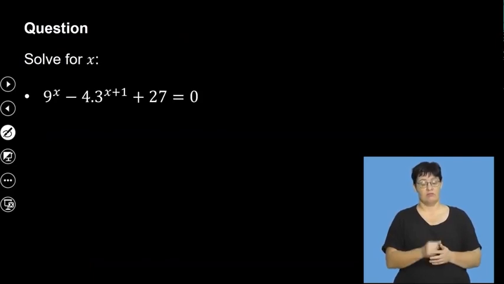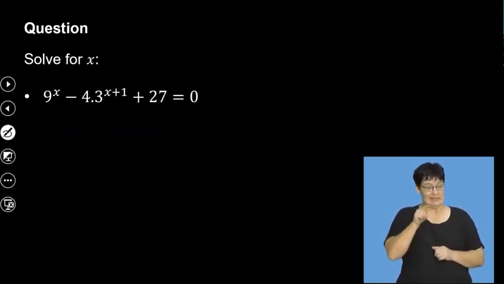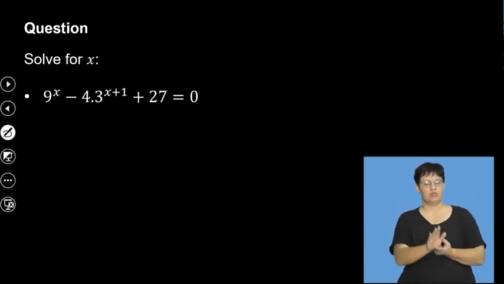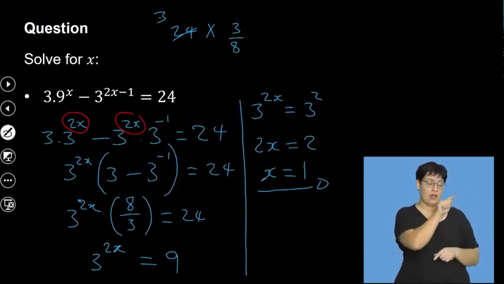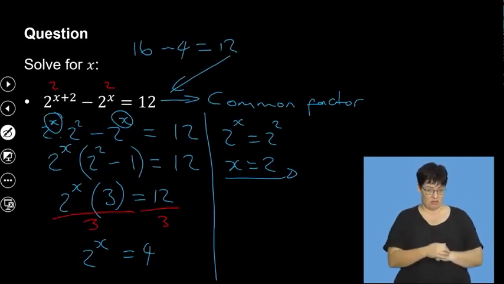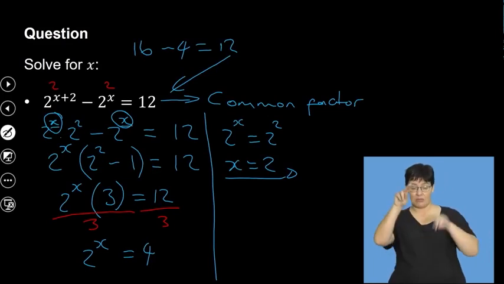Now, let's look at this one. With this one, there's a different thing happening here, right? Let me quickly show you the first two that we did. My exponent was the same as the other exponent in terms of the variable. The exponent was the same as the other exponent.